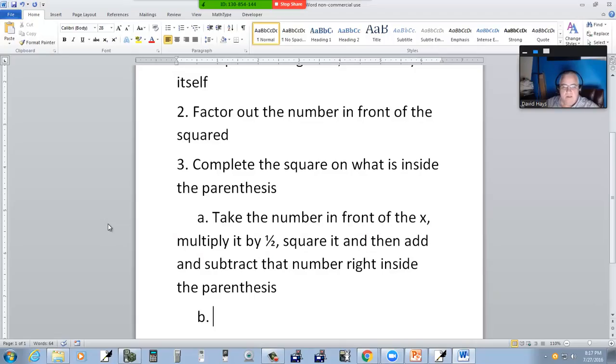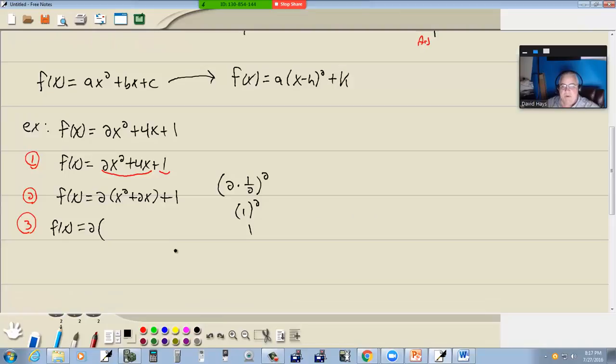So then, I said we're going to add and subtract that number right inside the parentheses. So we're going to have x squared plus 2x plus 1 minus 1, and then the plus 1 at the end carries down. Now that may seem strange. It's like, why would you do that? We haven't changed this value at all. 1 minus 1 is 0, so it's still equal to the same value as the previous line.